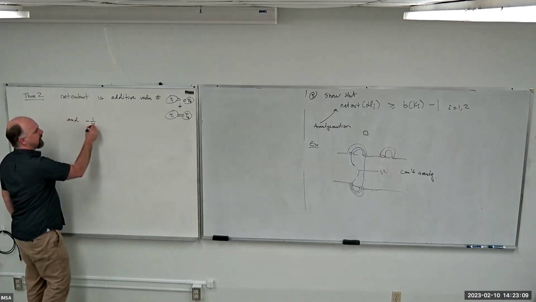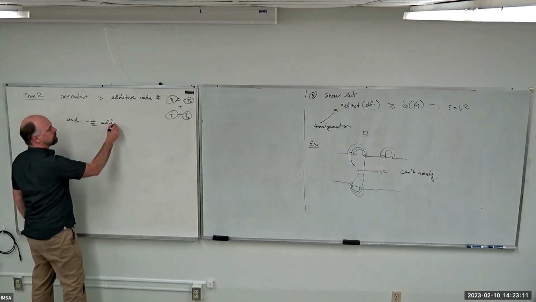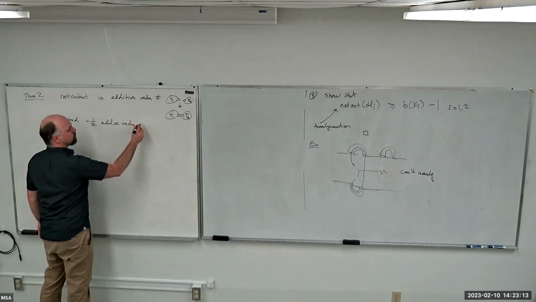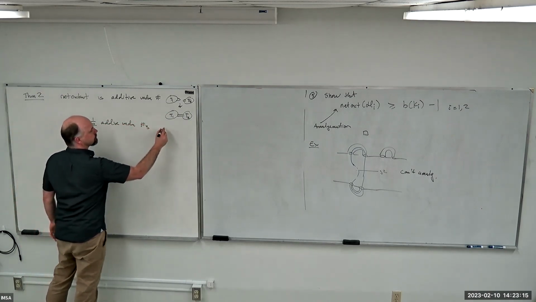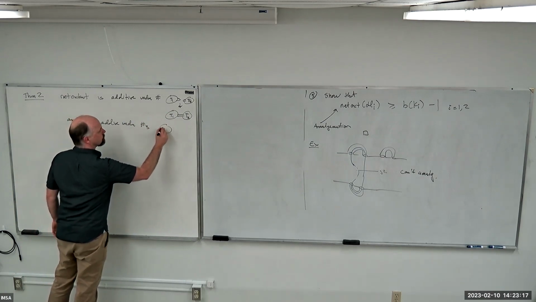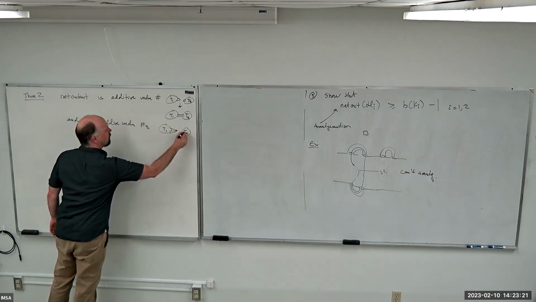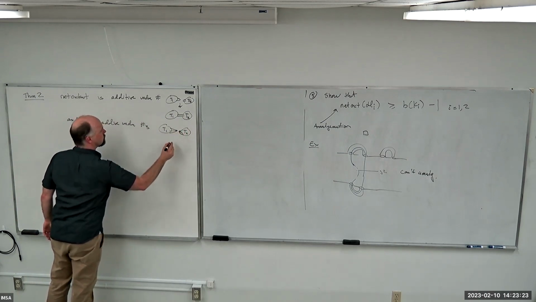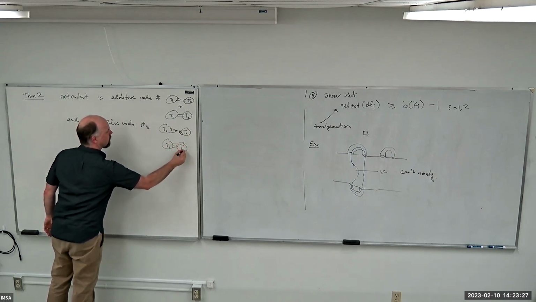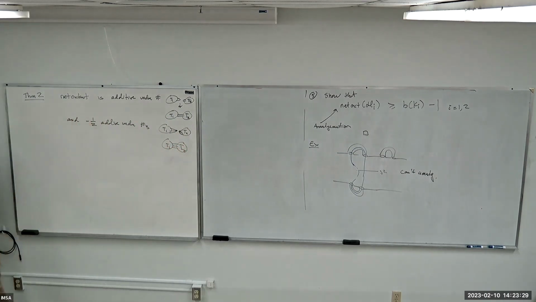And it is minus a half additive under trivalent vertex sum. So that's where you have like T1 and you have T2. And you join graphs together that way.